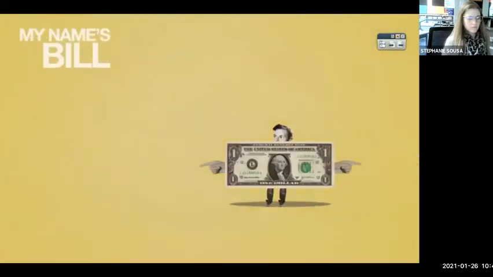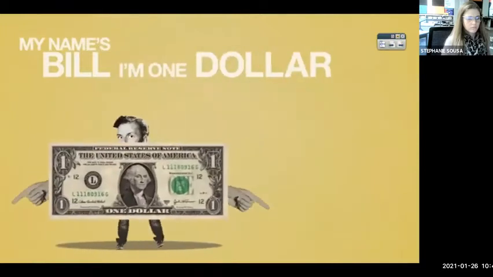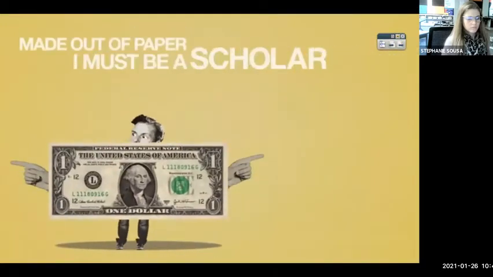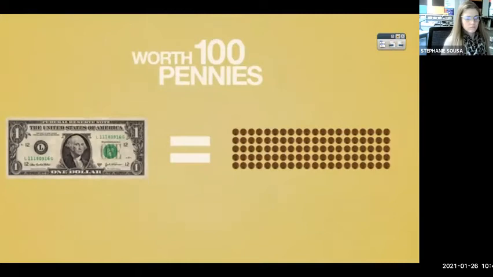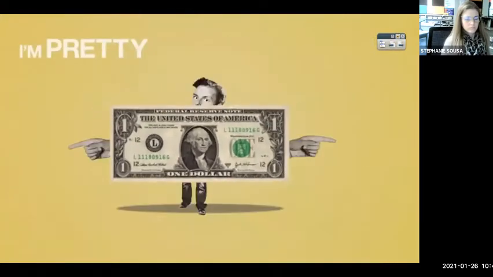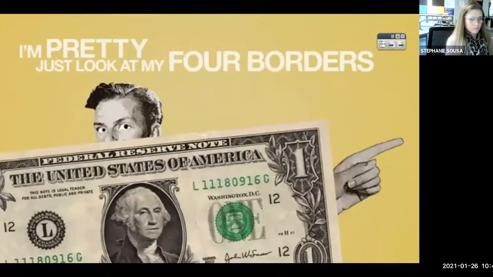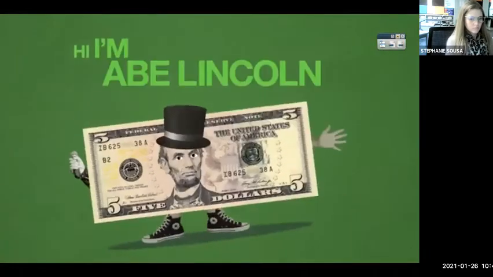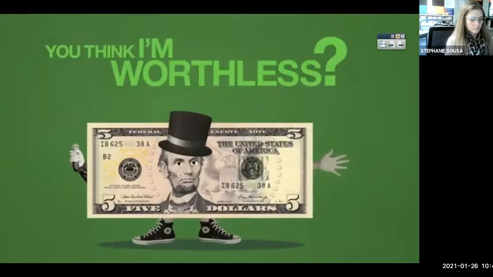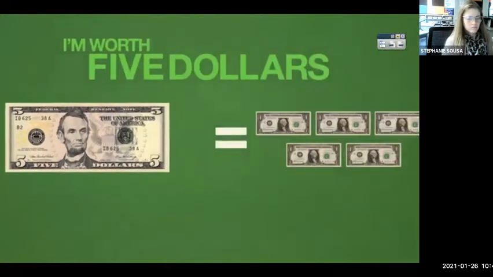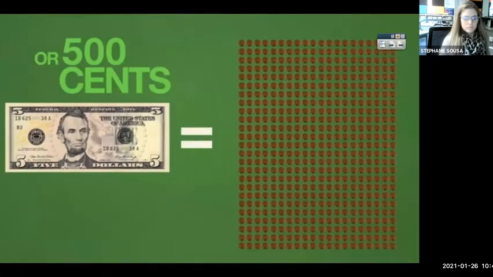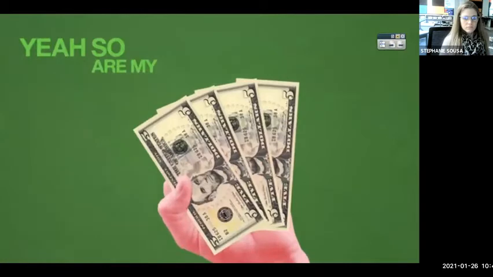Check me out, y'all. My name's Bill. I'm $1 made out of paper. I must be a scholar, worth 100 pennies or 4 quarters. I'm pretty. Just look at my 4 borders. I'm a $5 bill. Hi, I'm Abe Lincoln. You think I'm worthless? What's your brain thinking? I'm worth $5 or 500 cents. My head is big, yeah, so are my friends.